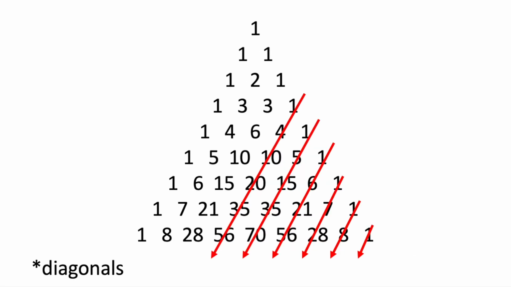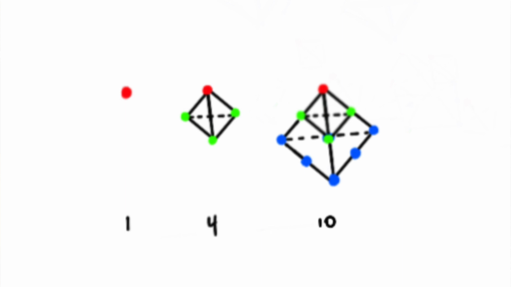As we go on to the fourth, fifth, and so on diagonals, we can see other sequences similar to this. So the fourth diagonal is the tetrahedral numbers, or the numbers needed to make a tetrahedron, similar to the triangular numbers, but in 3 dimensions. And actually this pattern continues for the rest of the diagonals.